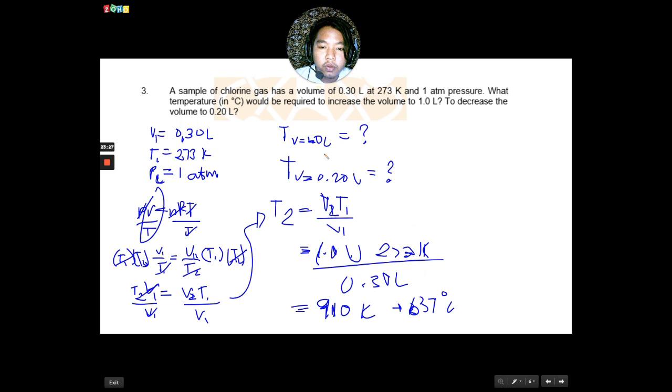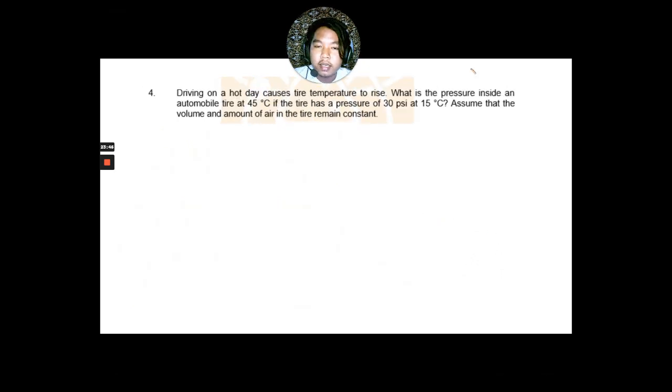So what you need to do for the second one, the T if V is 0.20 liters, is to simply substitute the value of your V2. Alright? Can you do that on your own? Hopefully you can. Okay, last item muna, and I'll record tomorrow because I'm having trouble.